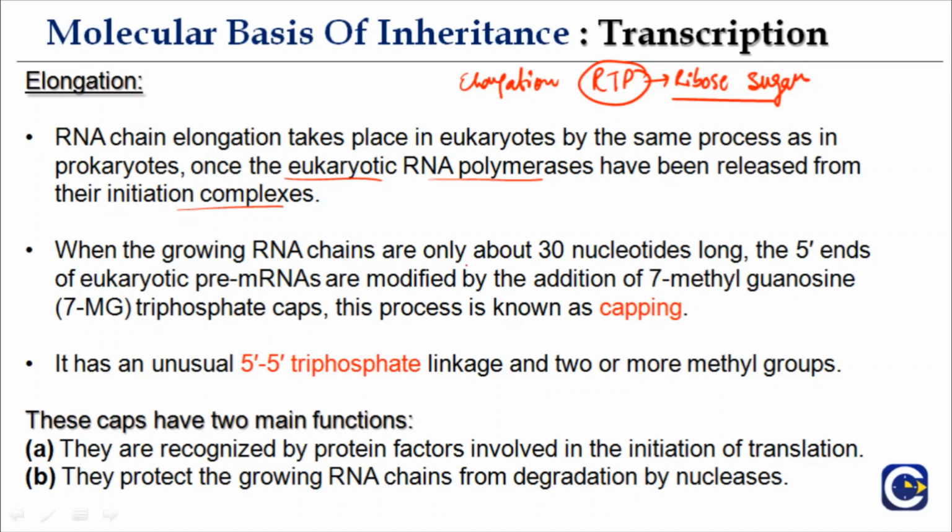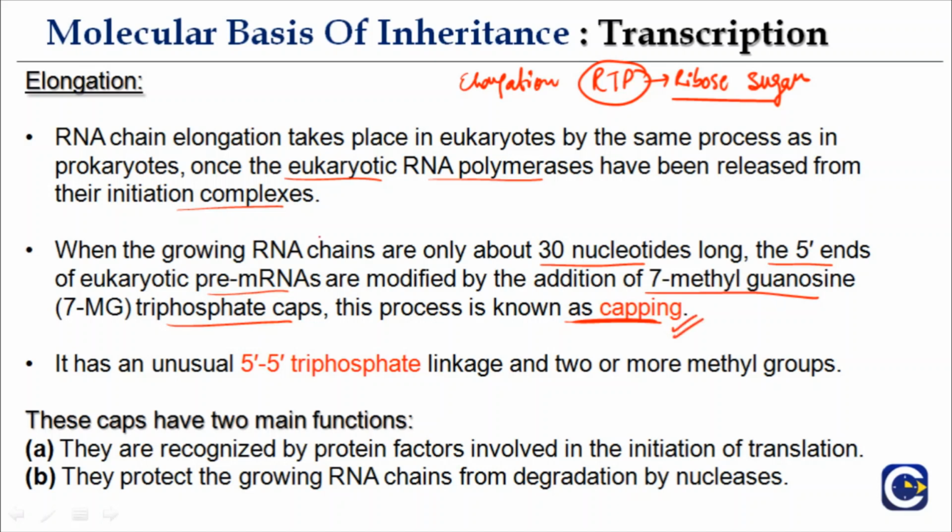When the growing RNA chains are only about 30 nucleotides long, the 5' end of eukaryotic pre-mRNA is modified by addition of 7-methyl guanosine triphosphate caps, and the process is called capping. So there is a kind of processing of this mRNA chain that takes place. And these processings are important for the later steps, for translation.